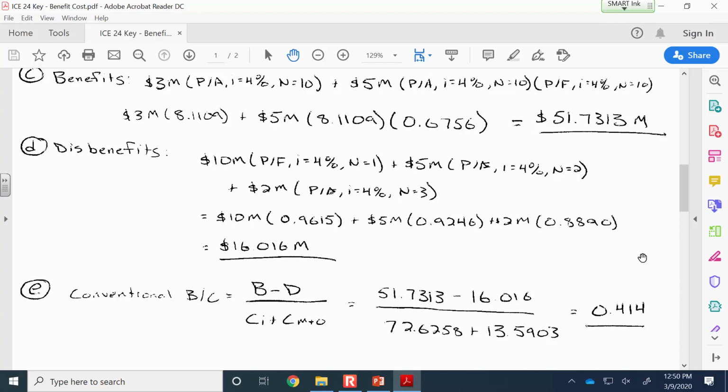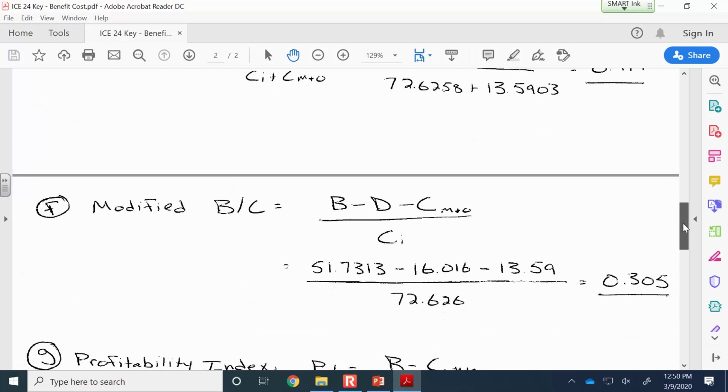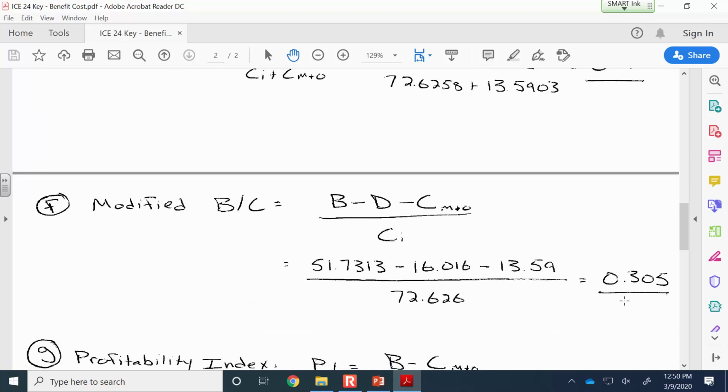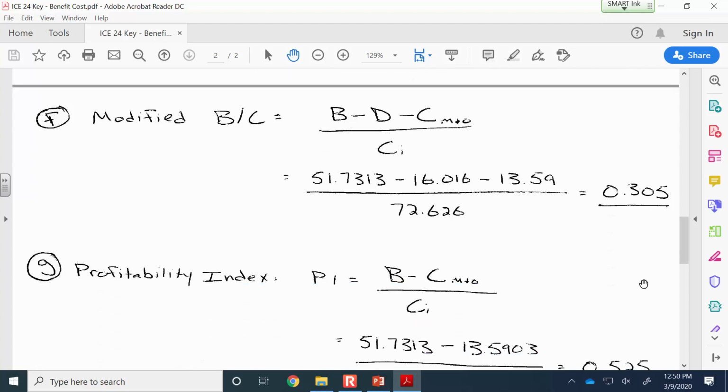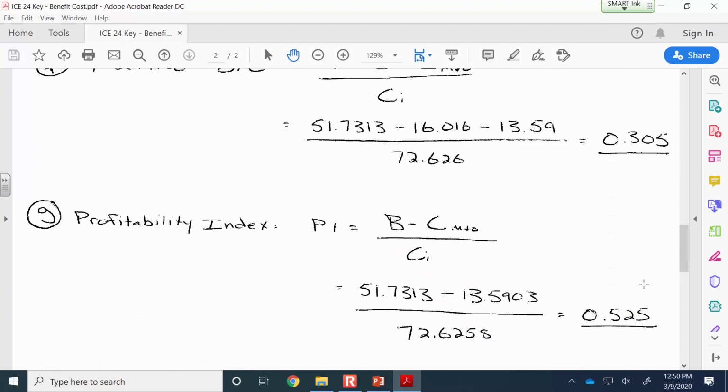Conventional B to C says that you're actually spending more than you're getting back. And if we do the modified B to C ratio, the view is even worse. You're only getting 30 cents of benefit for each dollar of costs, according to the modified ratio. And the profitability index says that even for the project partner, even when you exclude the disbenefits and just consider it strictly from the benefits and costs, you're only getting 52 cents of return for every dollar of cost. And so no matter how you look at it, this project is not justified.